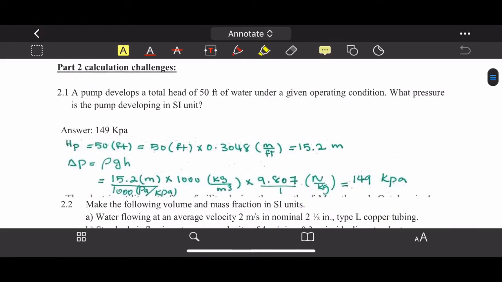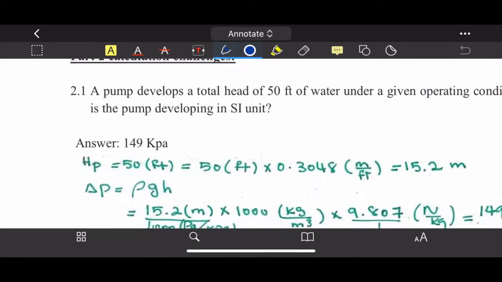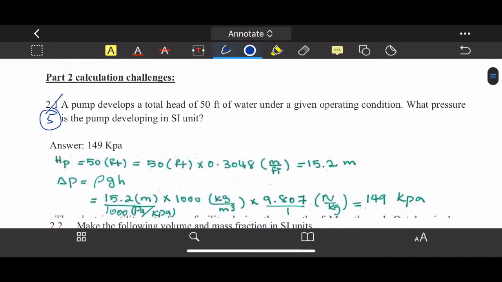Here it's written 2.1, but on the question sheet it is actually question 5. Alright, let's read the question. A pump develops a total head of 50 feet of water under a given operating condition. What pressure is the pump developing in SI unit? So that is the question.